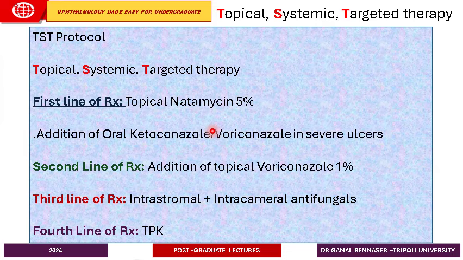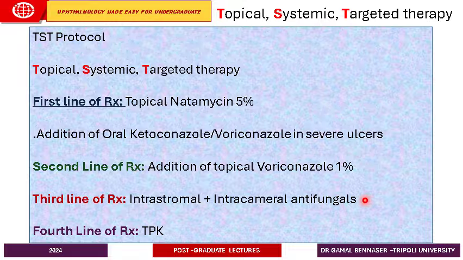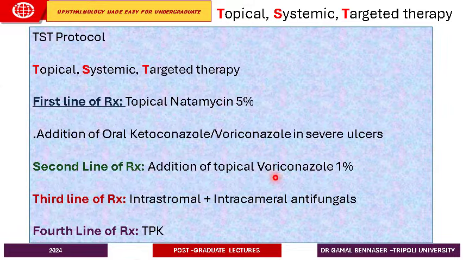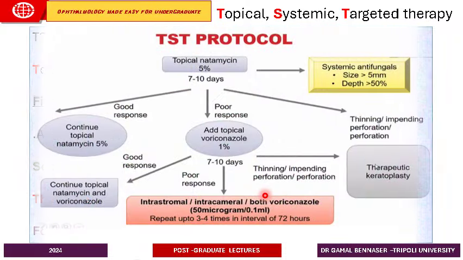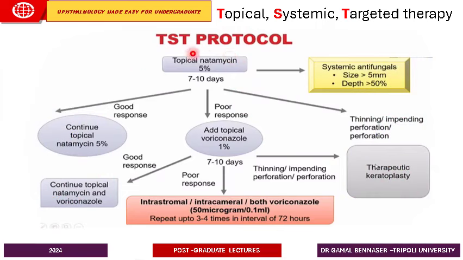Now, the second line of treatment, if there is no improvement, we can add topical voriconazole, and if there is still no improvement, the third line is to use targeted therapy, that's intrastromal or intracameral injections of voriconazole or amphotericin. And at the end, if there is no improvement and there is a risk of perforation, therapeutic keratoplasty will be the end result. So this is the diagram showing how to deal with the case. You start with topical natamycin. If the response is good, you will continue.